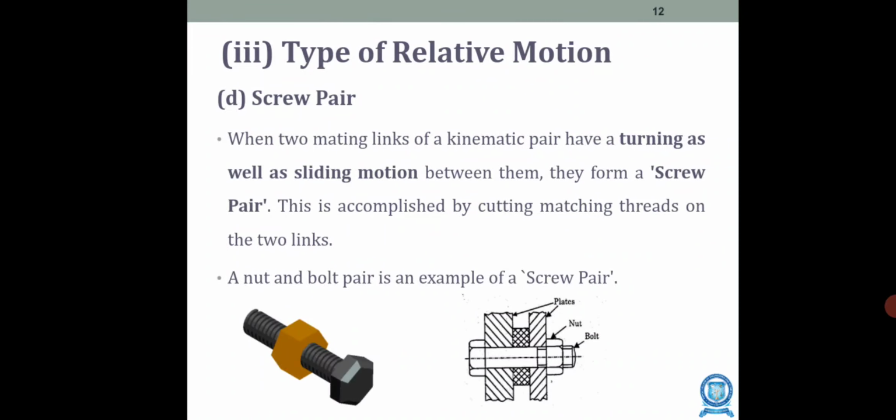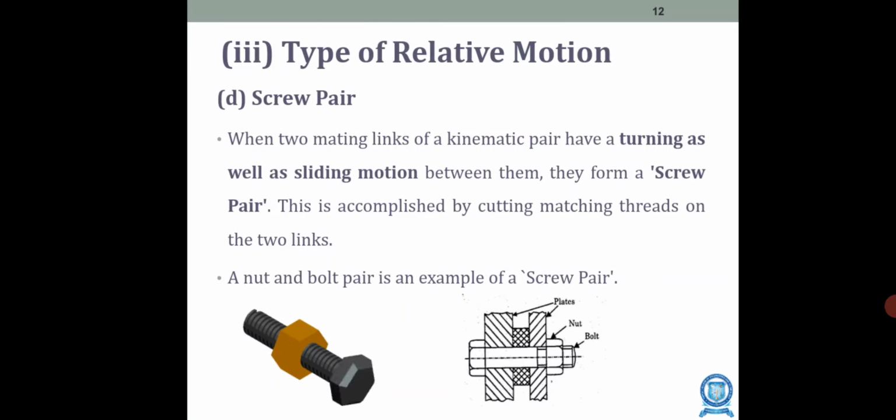Next one is your screw pair. This is also based on the types of relative motion. What is meant by a screw pair? It has turning as well as sliding. Whenever you move a nut along a screw, what happens? It will be rotating, and at the same time it will be moving axially also. So it has both turning as well as sliding motion. Then they constitute a screw pair.